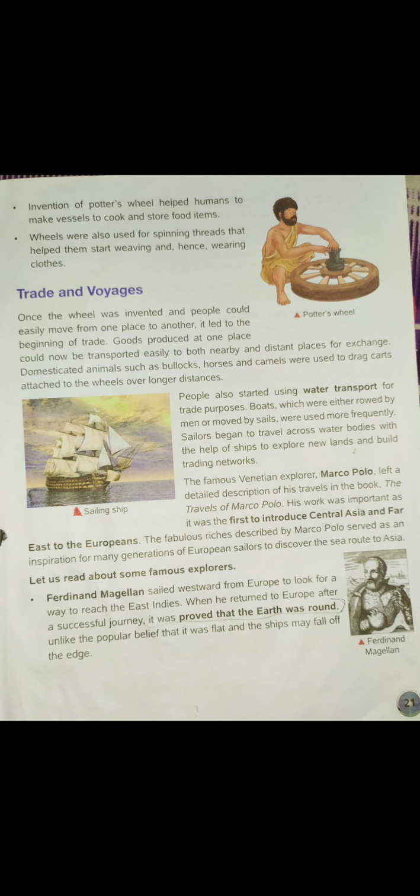The famous Venetian explorer Marco Polo left a detailed description of his travels in the book The Travels of Marco Polo. This book is an inspirational book for the Europeans. He gave detailed information about Central Asia and India and China in his book. His work was important as it was the first to introduce Central Asia and the Far East to the Europeans. The fabulous riches described by Marco Polo served as an inspiration for many generations of European sailors to discover the sea route to Asia.